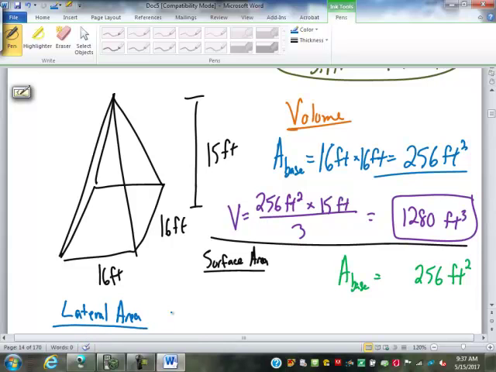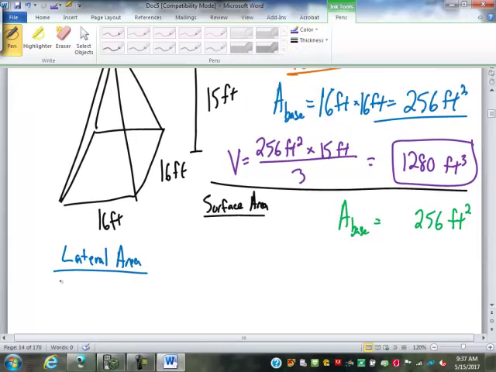To do my lateral area, I need two things. I need the perimeter of my base. How do I find the perimeter of this base? Yeah, 16 plus 16 plus 16 plus 16, right? Otherwise known as 64 feet.